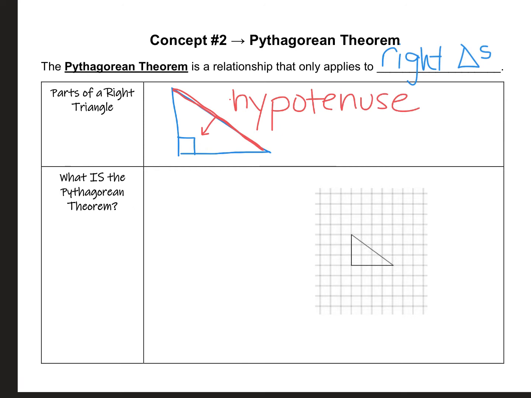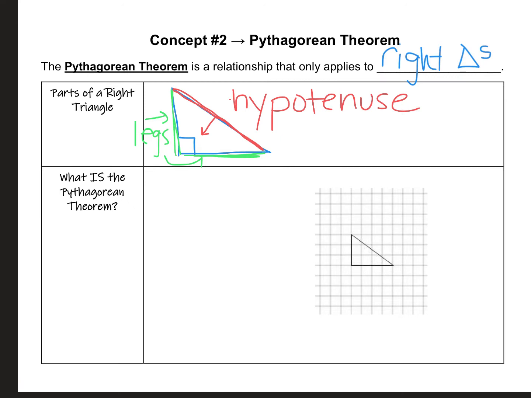Then the other two parts of the right triangle are the ones that sort of make up that right angle, and those are called the legs. So we have one leg and then we have another leg. So those two obviously are shorter. So when you think about the three sides of a right triangle, the two lengths that are shorter, that are smaller in length, are called legs, and the longest side across from the right angle is called the hypotenuse.